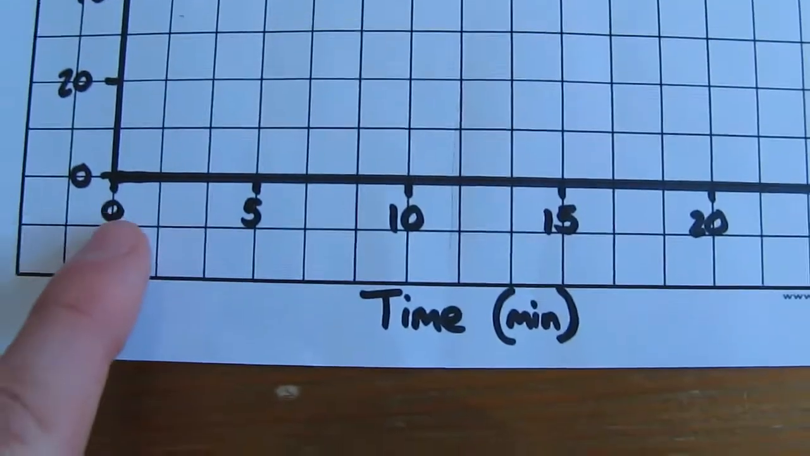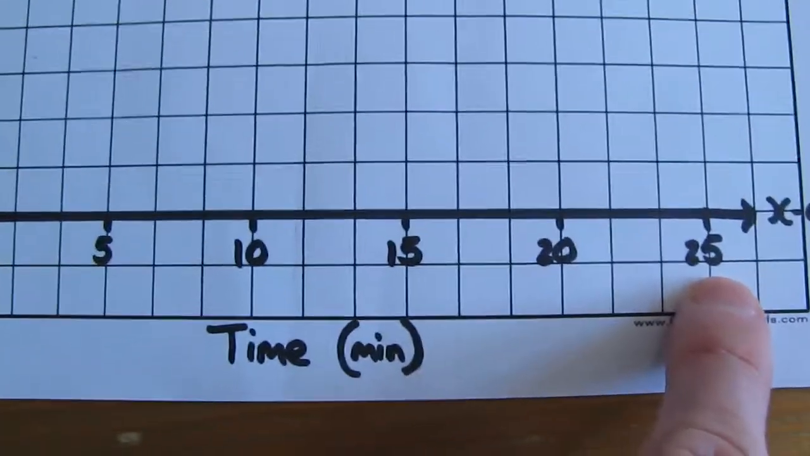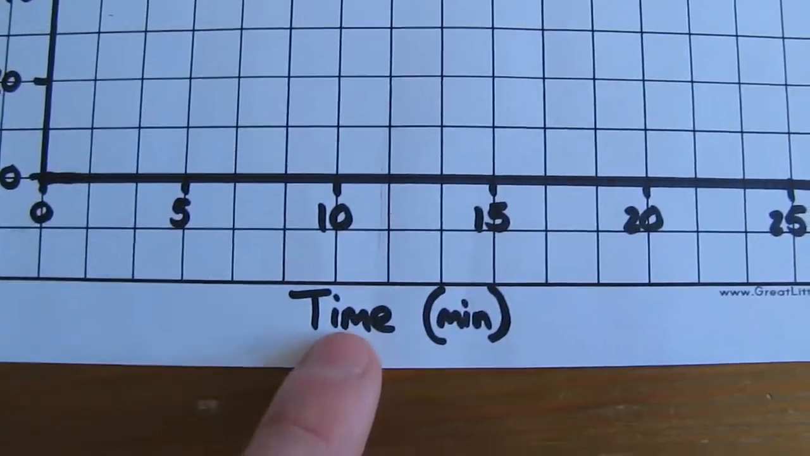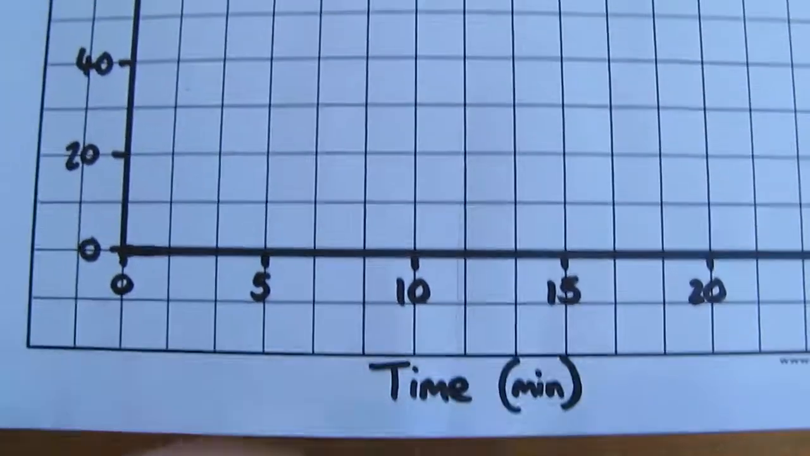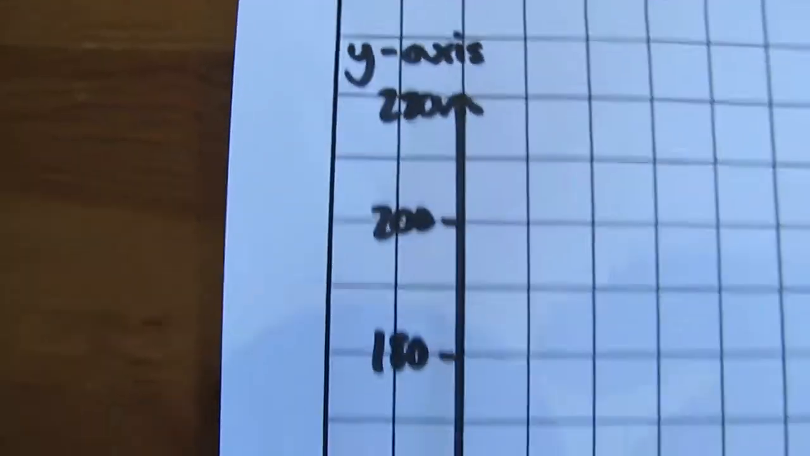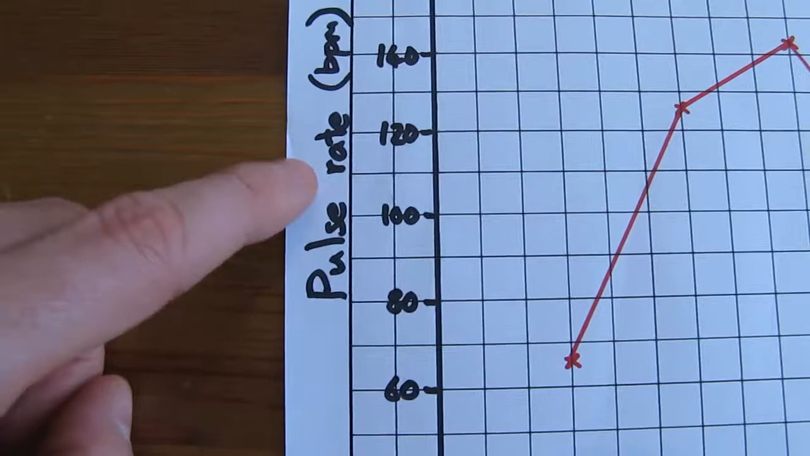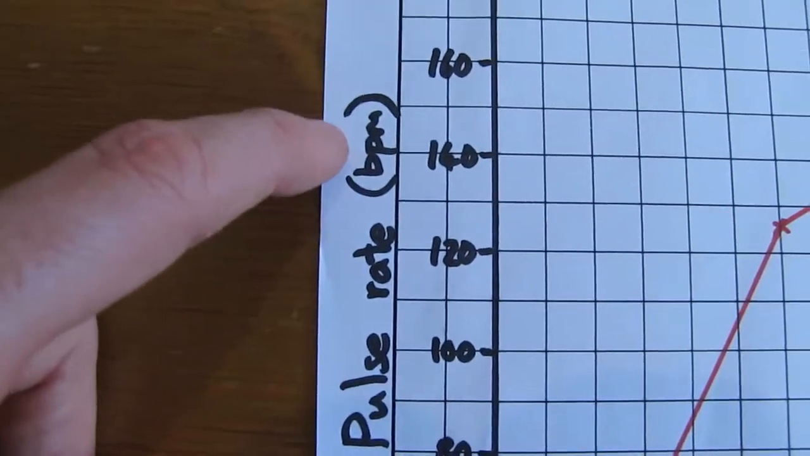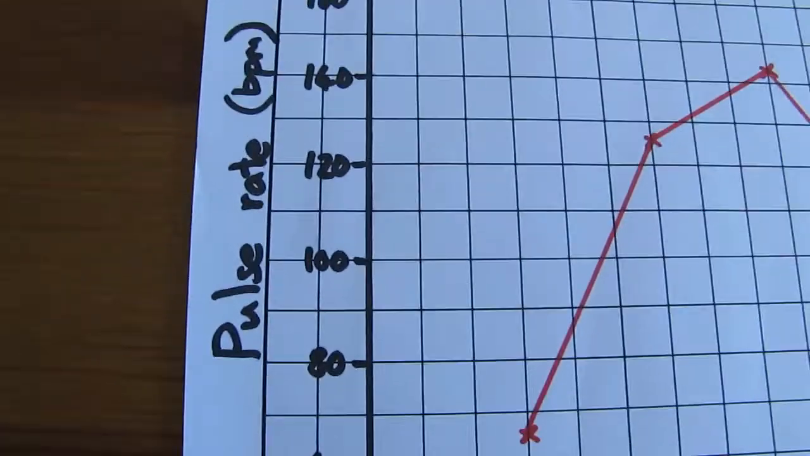X-axis, we've got from 0 in 5-minute intervals all the way up to 25 minutes, which is how long it took to do our activities, and we've labelled it time, and in brackets min for minutes short. And then on the y-axis, that's going upwards, we have the thing that you're measuring usually. So in this case, we've got the pulse rate, BPM, beats per minute for short. So that's how many times James' heart was beating in 1 minute.